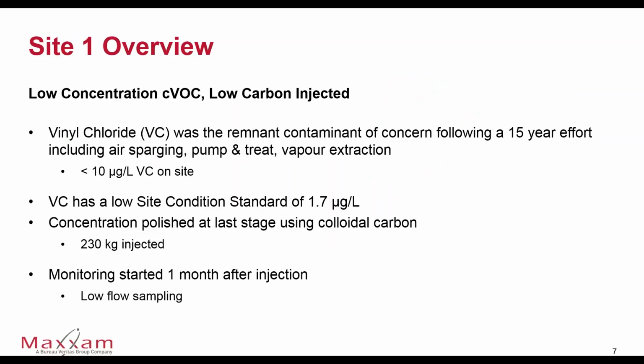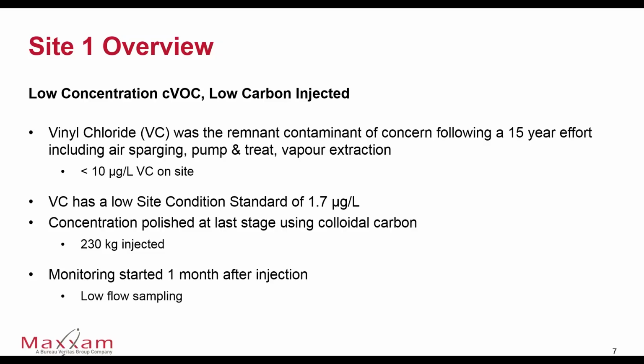So site one here, I'll just tell you a little bit about it first. This was a low concentration chlorinated solvent site. Vinyl chloride was the contaminant of concern. It was a remnant after 15 years of air sparging, pump and treat, vapor extraction, and such. It had been present at the site on the order of 10 micrograms per liter for quite a while, and so the client was looking at using PlumeStop to do a polishing to try to get this vinyl chloride down below the site condition standard, which in this case was 1.7 micrograms per liter.